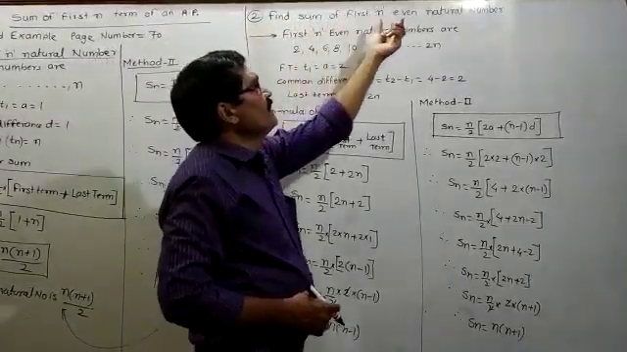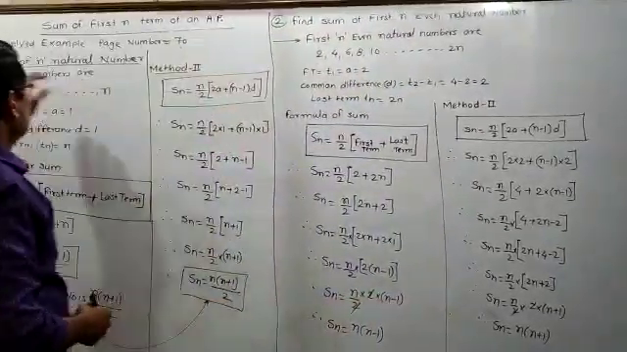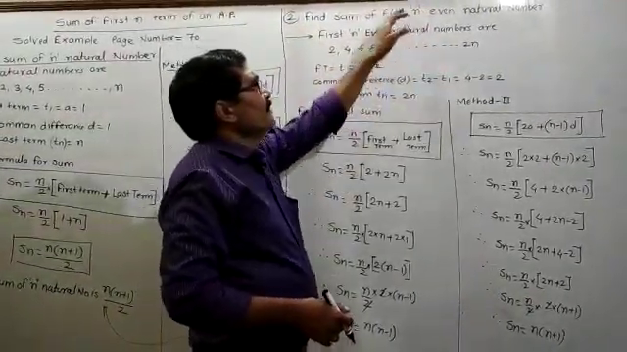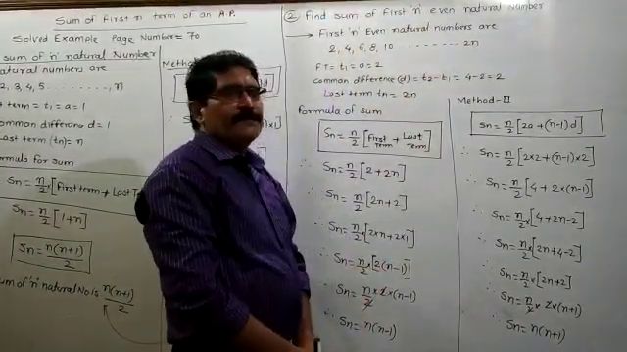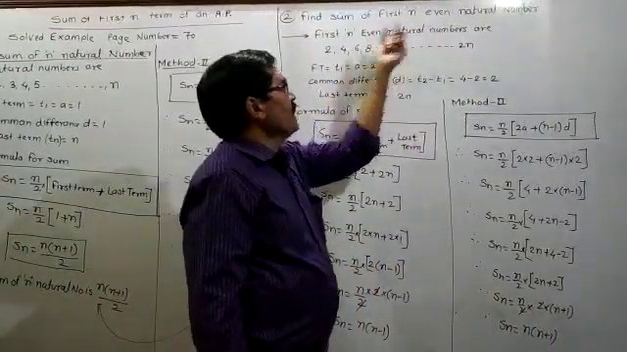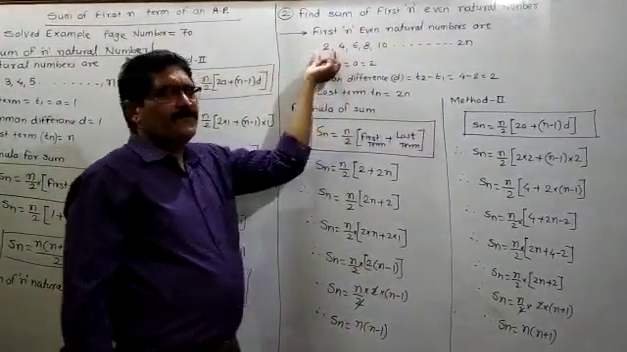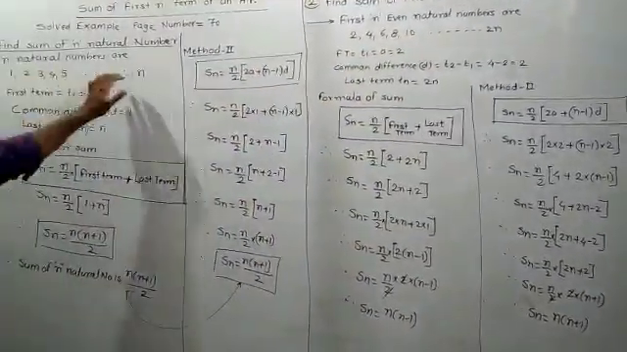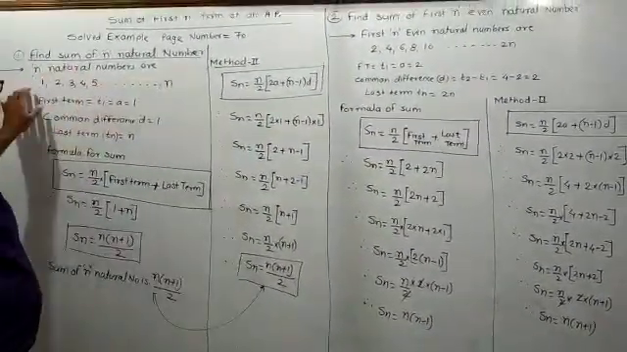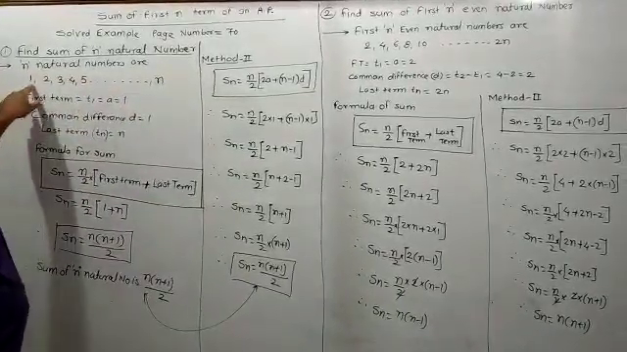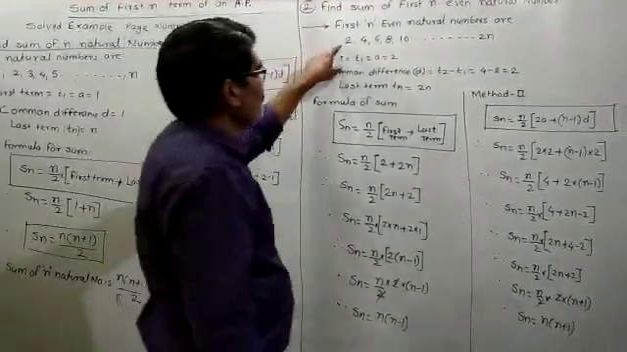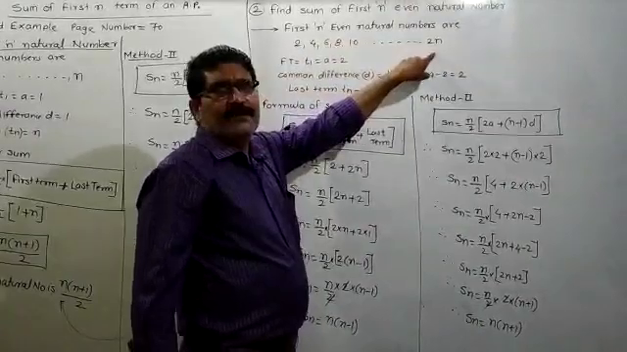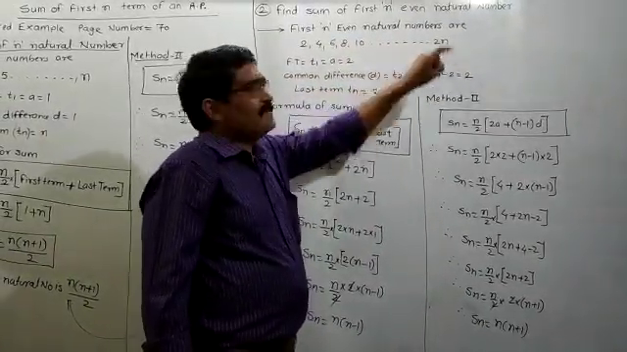Find the sum of the first n even natural numbers. Earlier they said find the sum of n natural numbers; here they are saying find the sum of the first n even natural numbers. Even natural numbers start with 2: 2, 4, 6, 8, 10. If you want the even natural numbers, multiply each term by 2. So 2 ones are 2, 2 twos are 4, 2 threes are 6, like that: 2, 4, 6, 8. And if the last term is n, the last term will be 2 multiplied by n, that is 2n. Everybody understand?